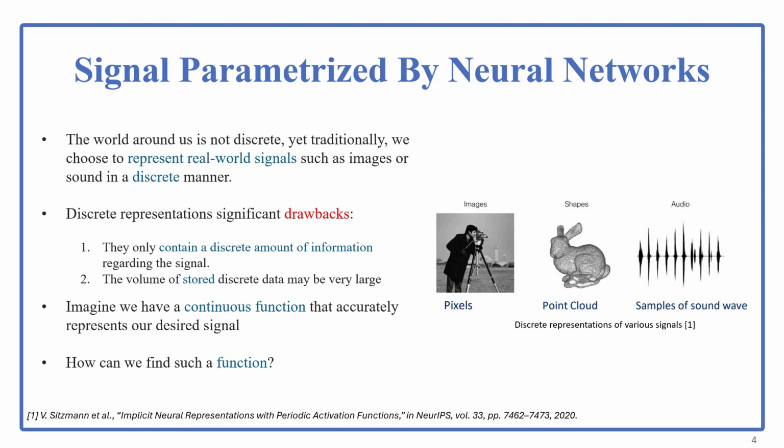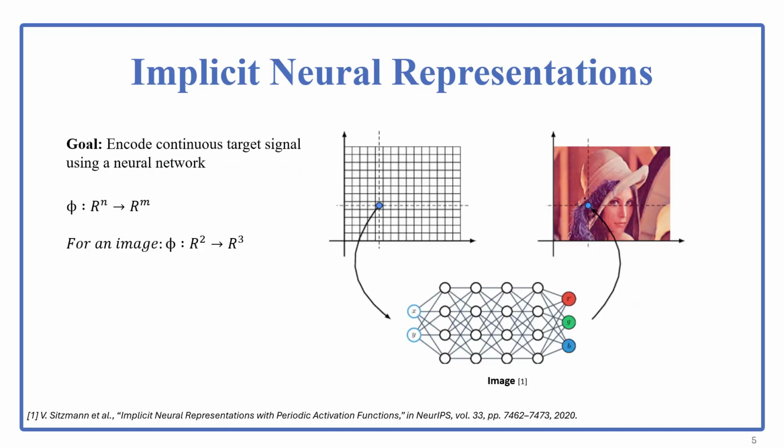So imagine we have a continuous function that can accurately represent our desired signal. But there's a question here. How can we find such a function? This is what implicit neural representations do. The goal of INR is to encode a continuous target signal using a neural network. So for example, for an image, we want a mapping function that maps coordinates, for example, x and y coordinates, to the corresponding RGB values. Imagine we have a neural network, which can be a simple MLP, that takes x and y coordinates and predicts the corresponding RGB values of that coordinate.